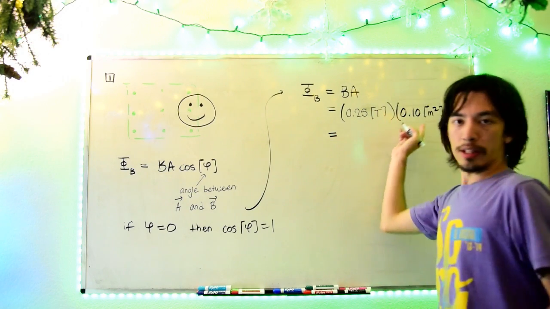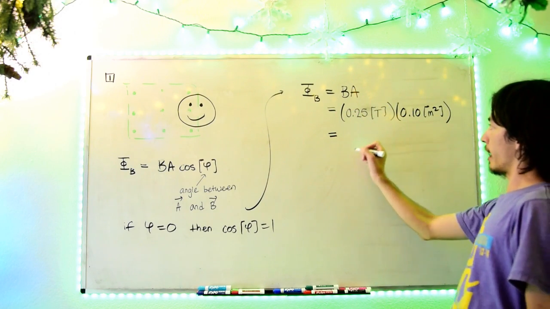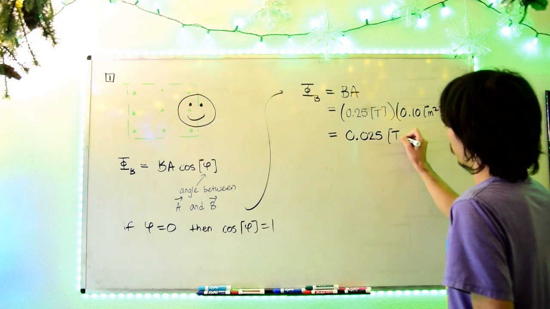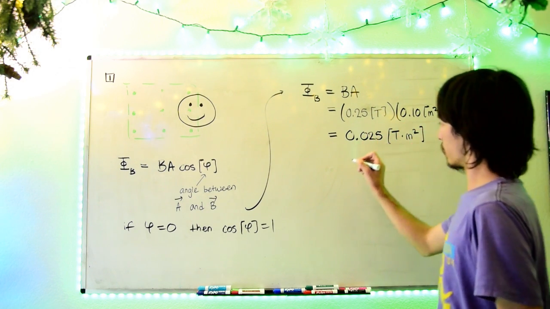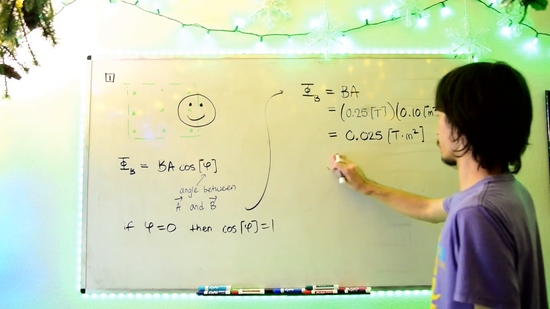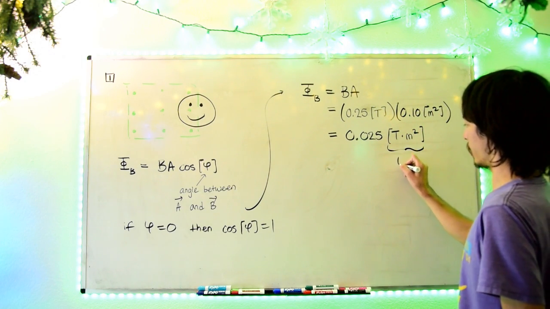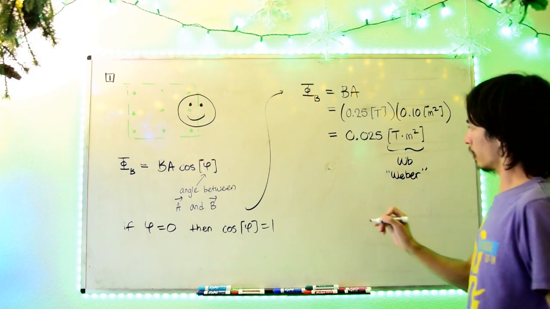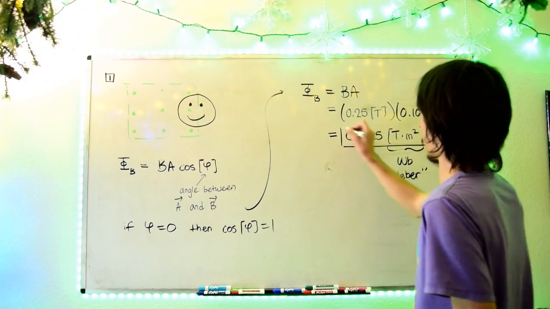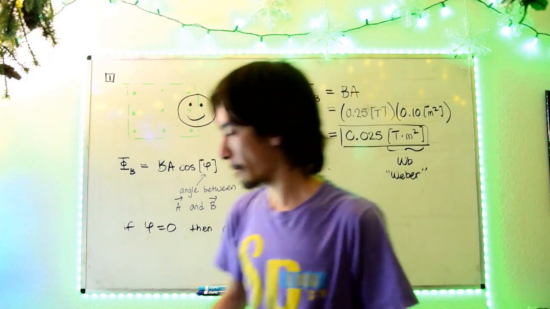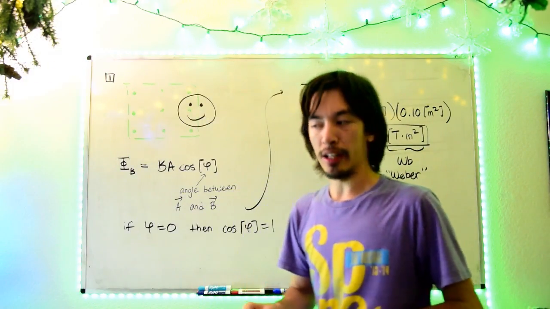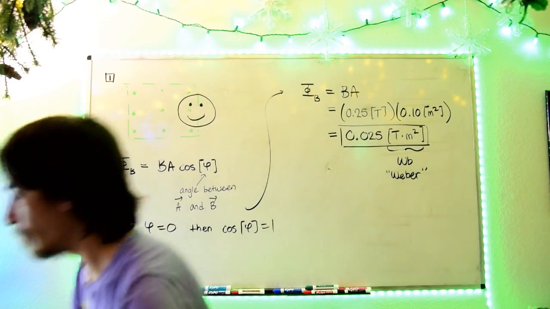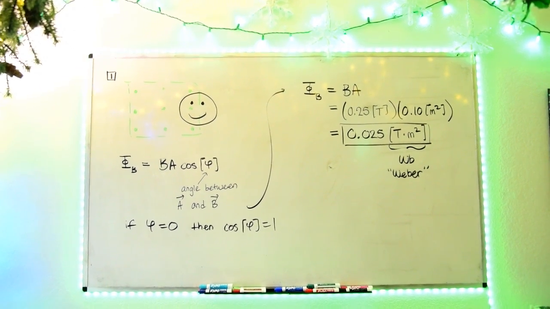Okay. So in this case, you can just calculate that out, and it's just 0.025. You can leave it as Tesla meters squared, or it's the same thing as a Weber, so abbreviate Wb. Okay. So the answer is 0.025 for that. Let me know if you have any questions on this, otherwise we'll move on.